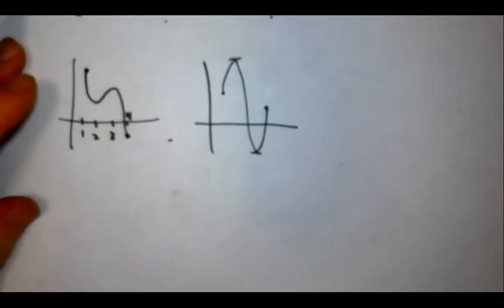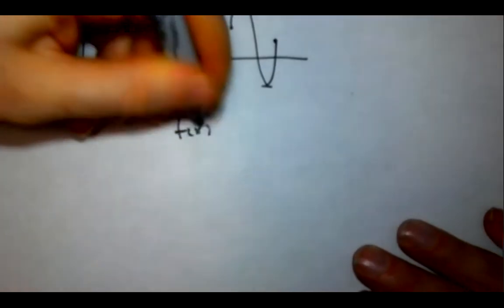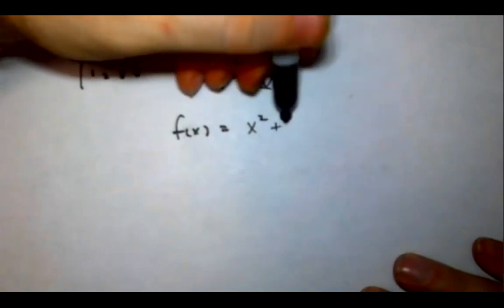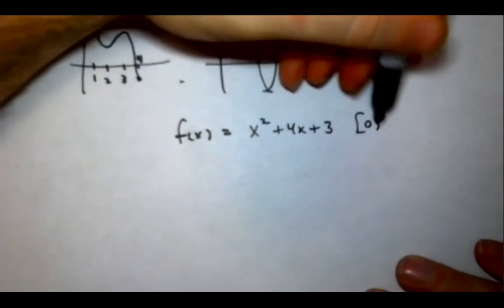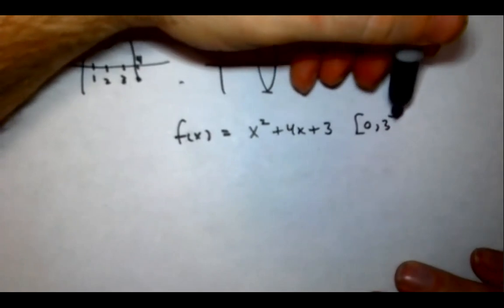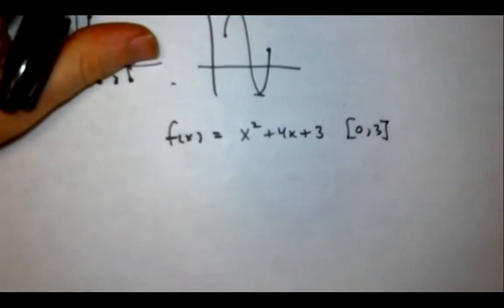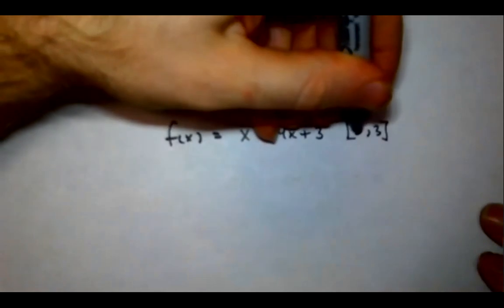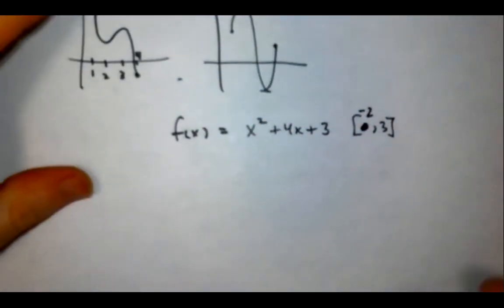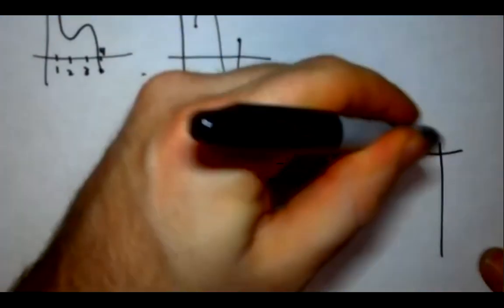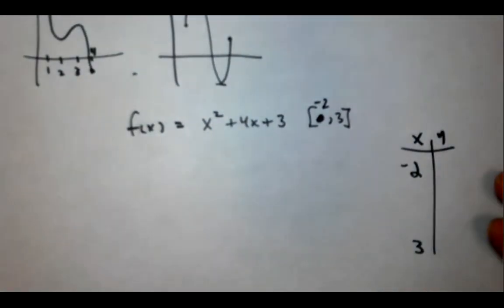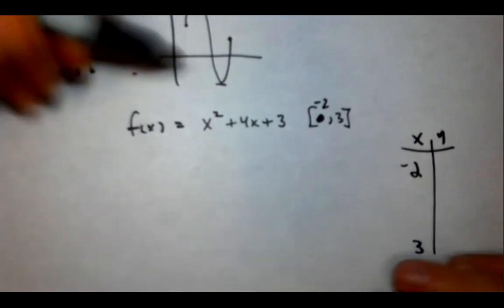So, for example, if you had a question that just said f of x is equal to x squared plus 4x plus 3 on 0 to 3, and we want to find the endpoints and the critical points. So let's change that interval to -2 comma 3 because I'm making this problem up on the fly. So we're going to make a table, and you're going to plug in the endpoints and the critical points. The endpoints are given to you. How do we find critical points, guys? Take a derivative, right? So do a first derivative test.